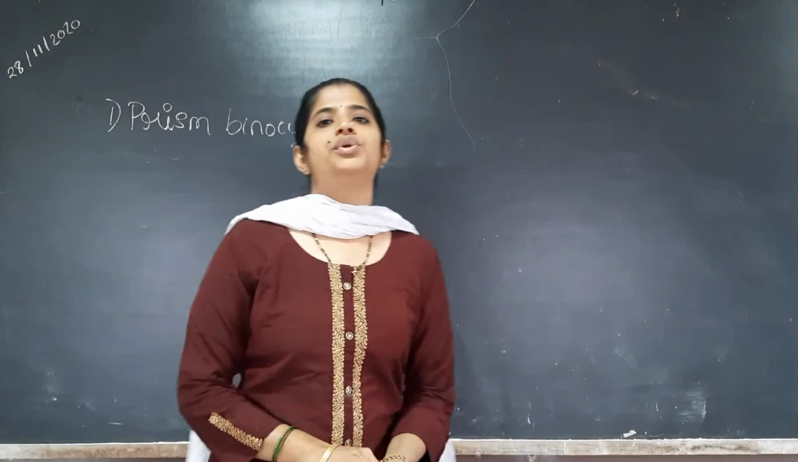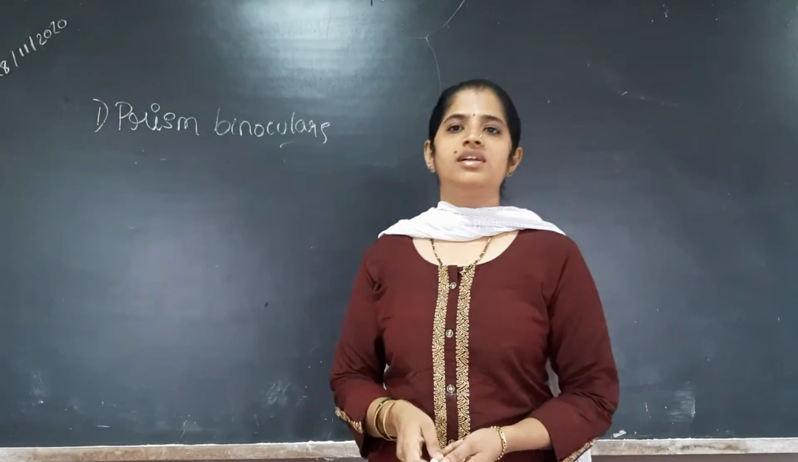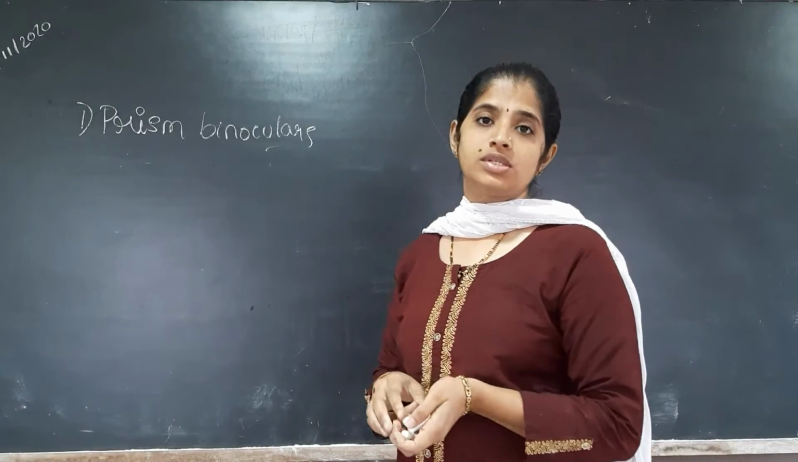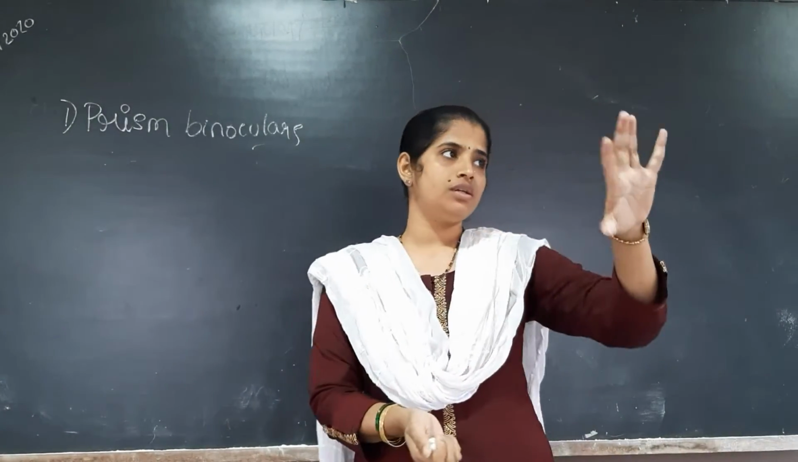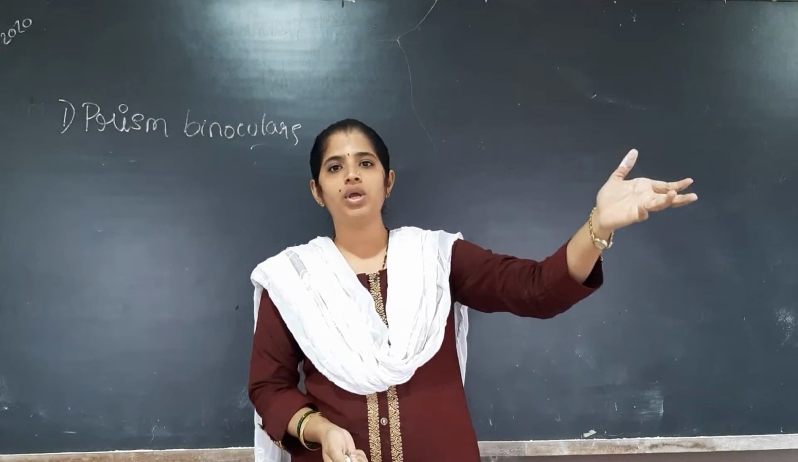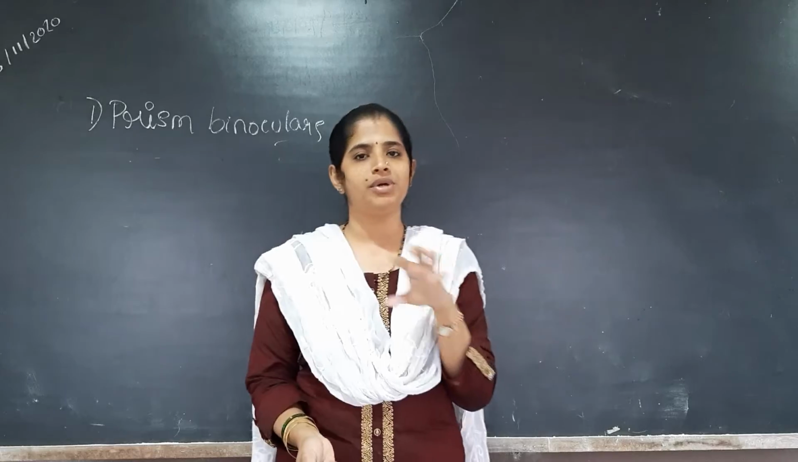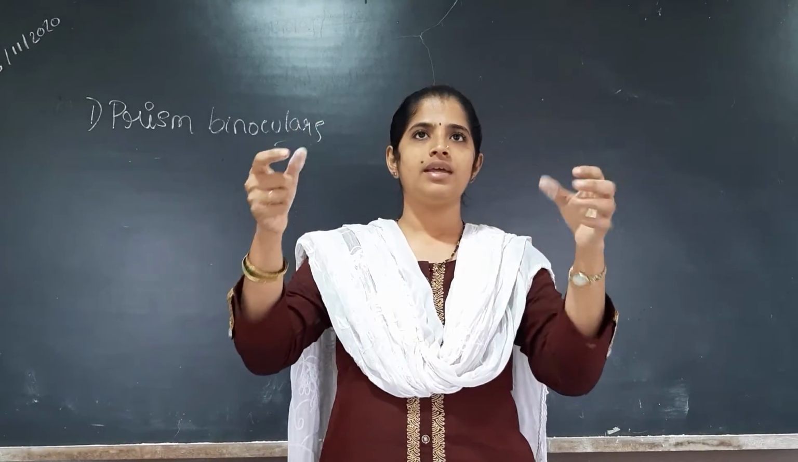Hello students, today we will see the application of total internal reflection. The first application is prism binoculars. These binoculars are used to see faraway objects, and you will get a magnified image of the object by using them. In the binoculars, lenses are there.